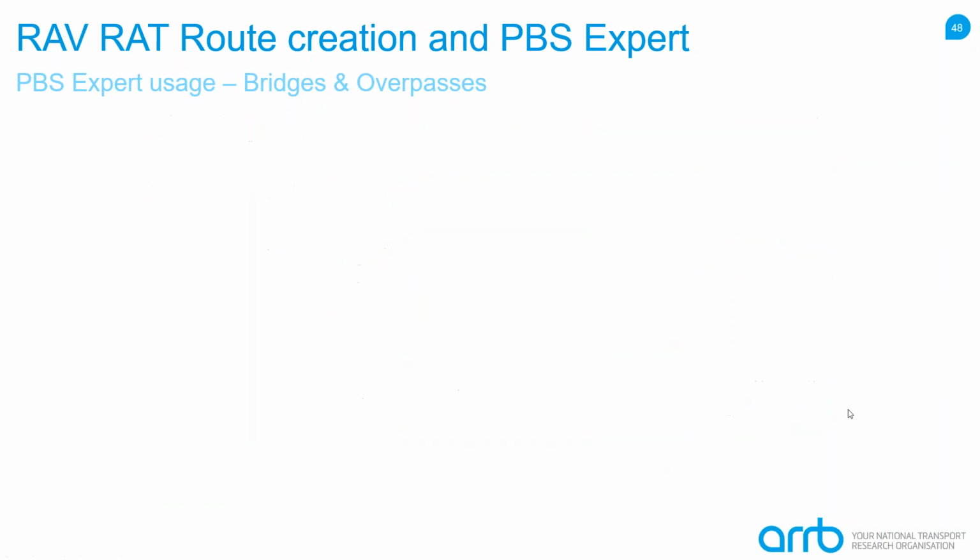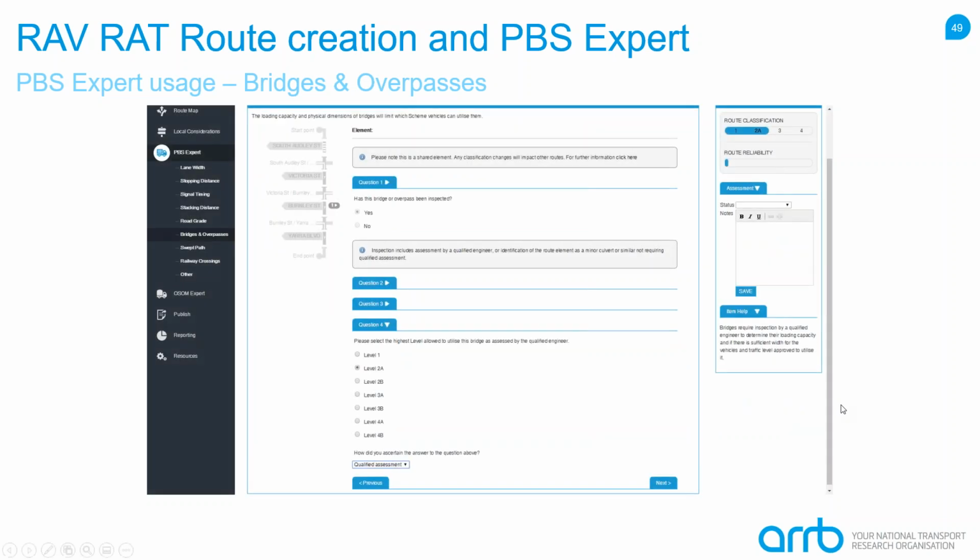So once we hit next on that one, it will essentially just ask us what level was granted for that based on that bridge inspection. So what is the highest level allowed to utilize the bridge? So we're saying that it was PBS level 2A. Now, this may not be actually correct, so nobody take that.